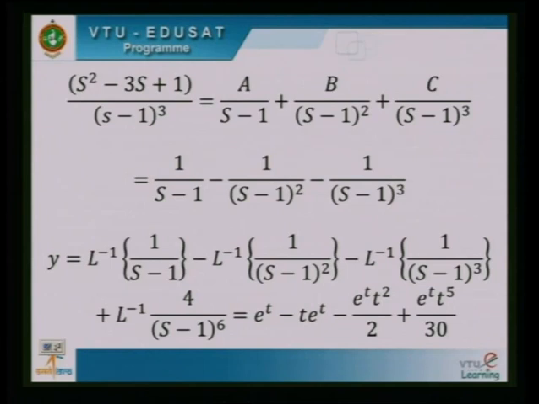Similarly, L inverse of 4 by (s minus 1) whole to the power of 6 can be written as e to the power of t into L inverse of 4 divided by s to the power of 6. This can be written as e to the power of t into t to the power of 5 divided by 30. This is the required result.